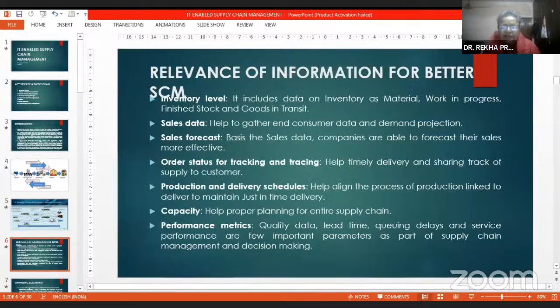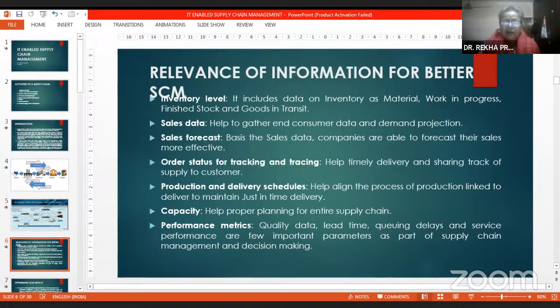And we have to see how information plays a relevant role in the supply chain. First of all, the inventory level, which includes inventory level at all the phases, whether it is the raw material, whether it is work in progress or finished stocks or goods in transit. All the inventory levels should be such that everybody in the supply chain should know what is the status and how it should be controlled or what should be maintained, so that there is minimum loss.